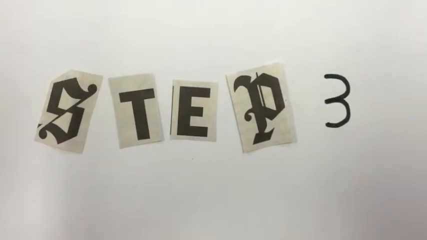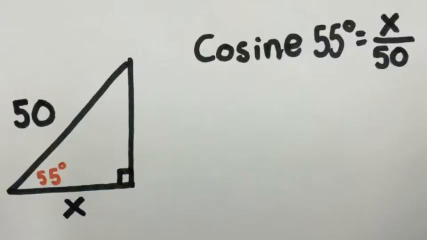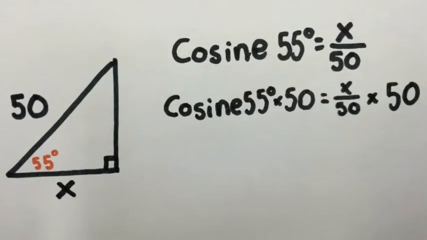Step 3. Solve for x. To get x by itself, we start out by multiplying each side by 50. We then have cosine of 55 degrees times 50 equals x over 50 times 50. Dividing x by 50 and then multiplying it by 50 just makes it plain x. So we have x equals cosine of 55 degrees times 50.